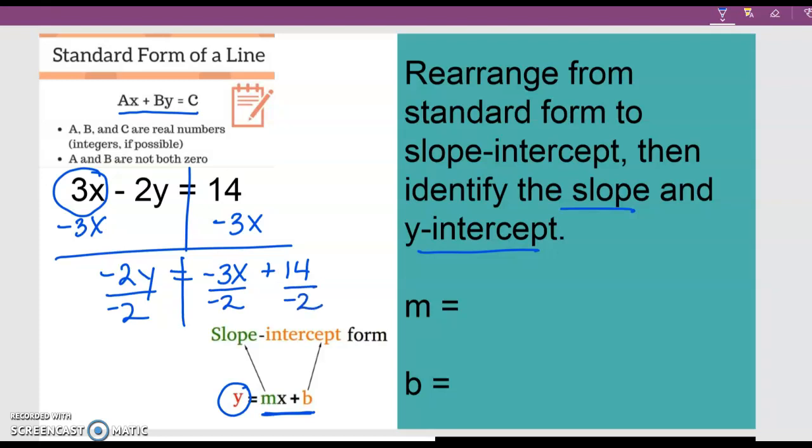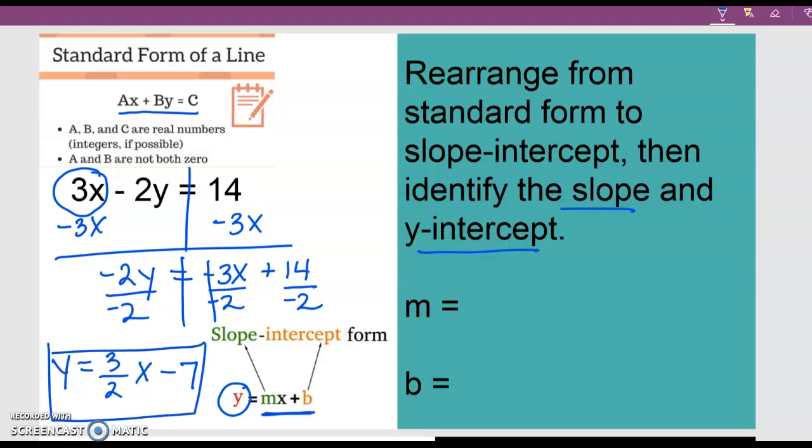So on the left side, those cancel out, and I'm left with y, which was my goal, so that's good. Then I have -3 over -2. Well, a negative divided by a negative is just a positive, so the negatives cancel each other out. But 3 over 2, since that's not divisible, I'm just going to leave it as a fraction and put the x after it. That's my slope. My slope is 3 over 2. 14 divided by -2. Well, I can do that. 14 divided by -2, that's a -7. And now we have it in this form.